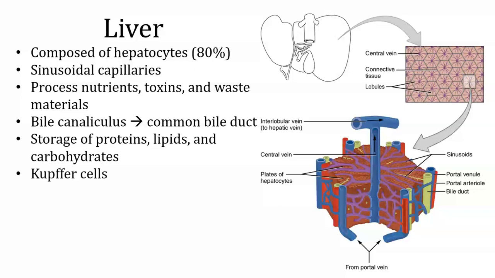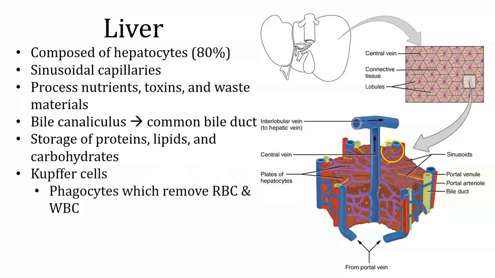And then we have the Kupffer cells. Special note here about the Kupffer cells. The Kupffer cells are phagocytes that unfortunately are not found in this drawing, but they would be phagocytes found along these sinusoids, and they're there waiting to remove any red blood cells or white blood cells that might be damaged.